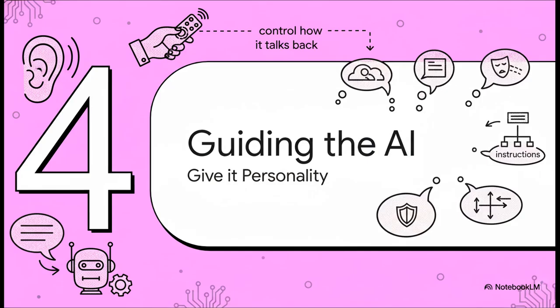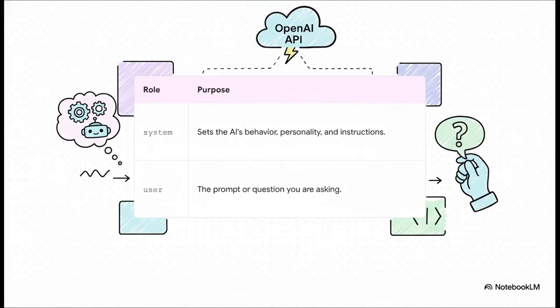Okay, so we can talk to the AI. That's awesome. But let's take it a step further. Let's learn how to control how it talks back to us. We can do so much more than just ask it questions. We can give the AI a personality, a role to play, and even specific instructions. And the way we do this is by using 2 primary roles in that messages list we talked about. You've got the system role. This is where you give the AI its marching orders, stuff like, you are a helpful assistant, or you are a pirate. Then you have the user role, which is just, well, it's you.